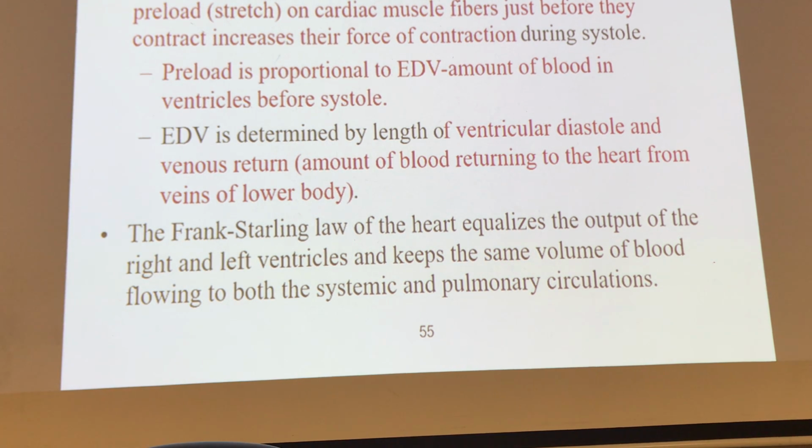The end diastolic volume is determined by the length of ventricular diastole, and the big one right here, and I'm mentioning this word right now, venous return. Venous return is the amount of blood returning from your veins. Most people think, oh yeah, shouldn't it be the same? It's not the same.